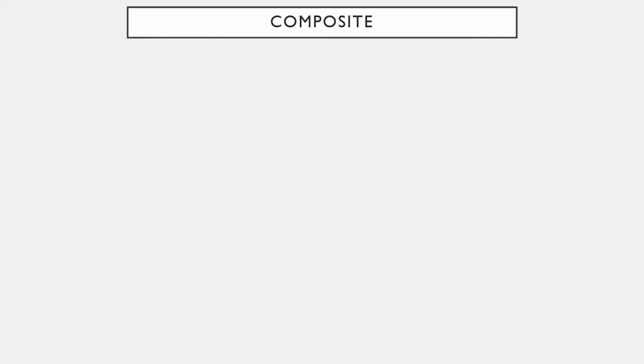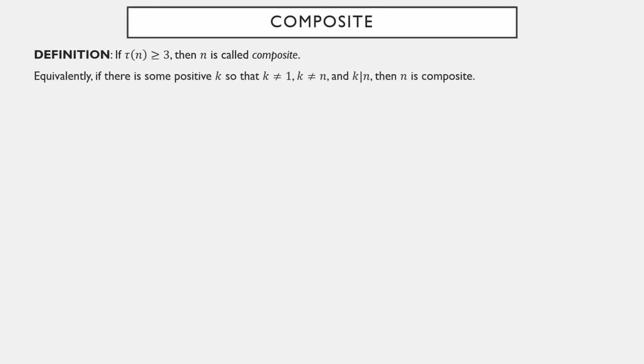Having defined what a prime number is, we can now define what a composite number is. If n is a number so that tau of n is bigger than or equal to 3, then n is called composite. Equivalently, tau of n being bigger than or equal to 3 means n has at least 3 positive factors. 1 and n are definitely positive factors of n. So for tau of n to be 3 or bigger, it has to have some other positive factor that isn't 1 or n.